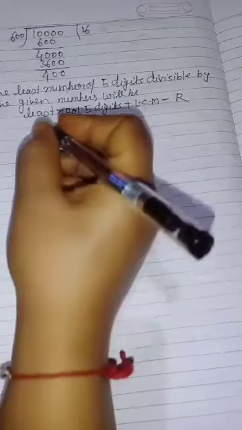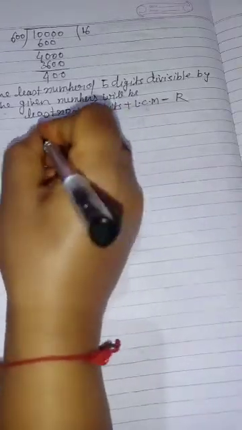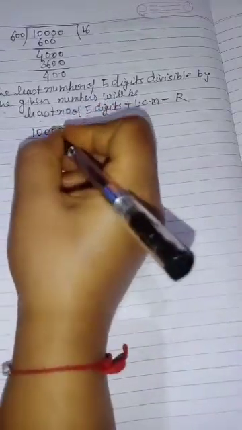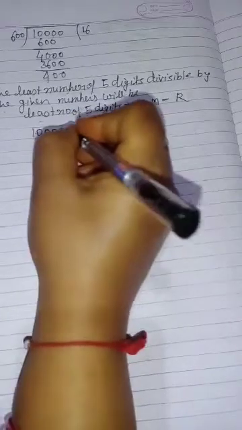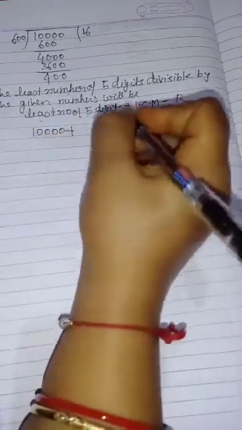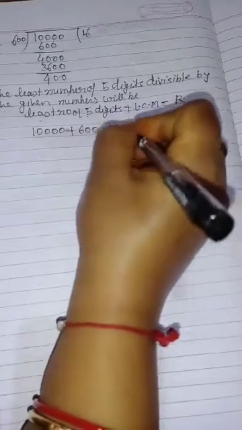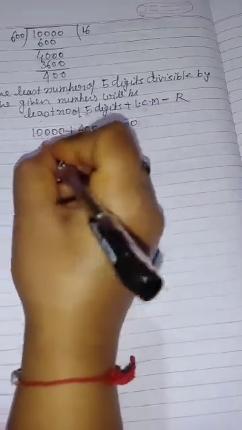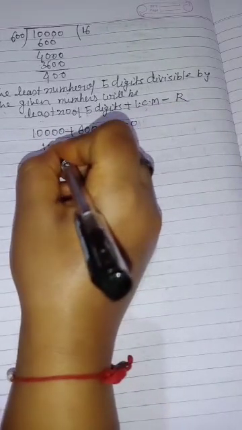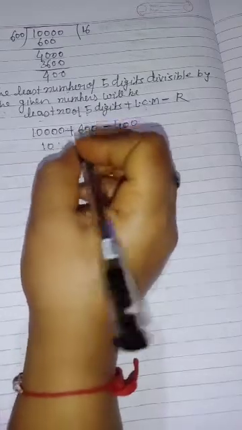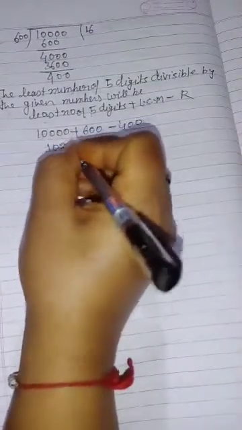Now the least number of 5 digits will be 10000, plus LCM which is 600, minus remainder which is 400. So what you will get? It will be 10200.